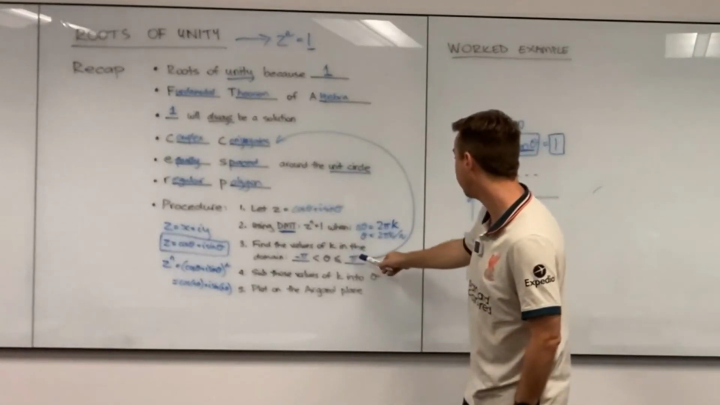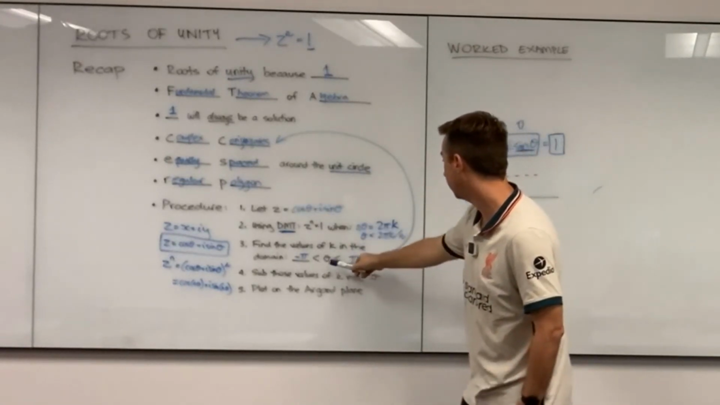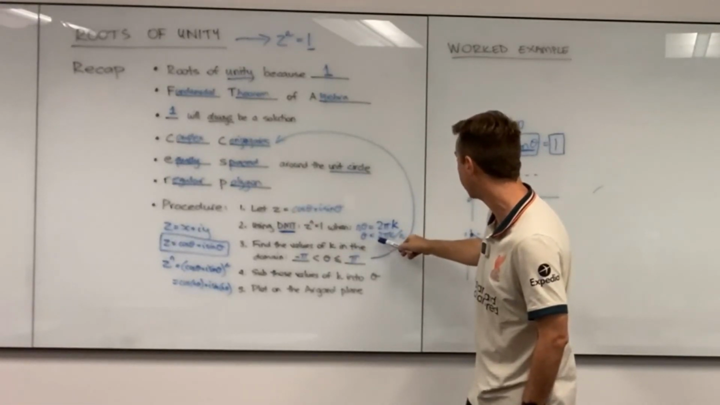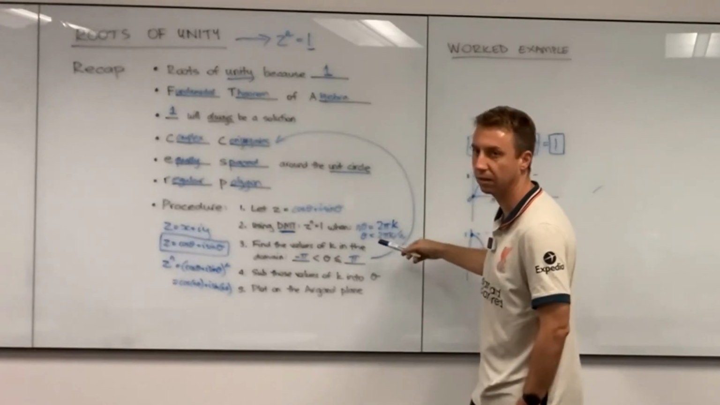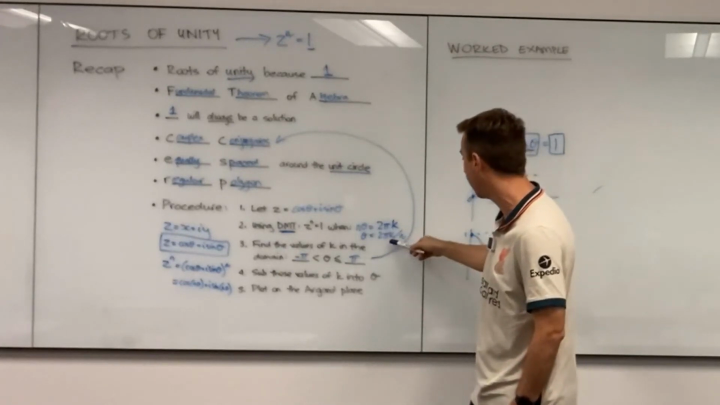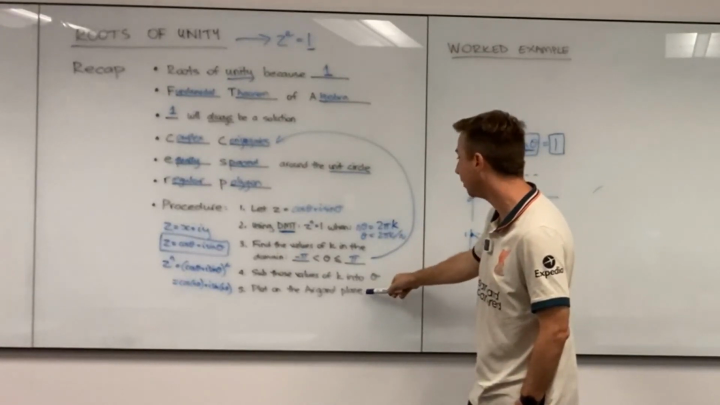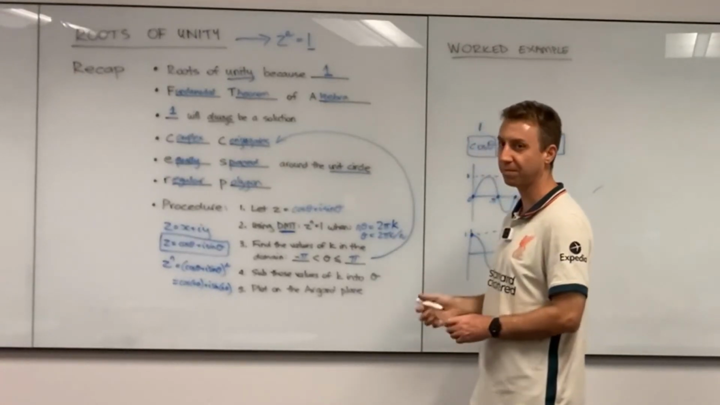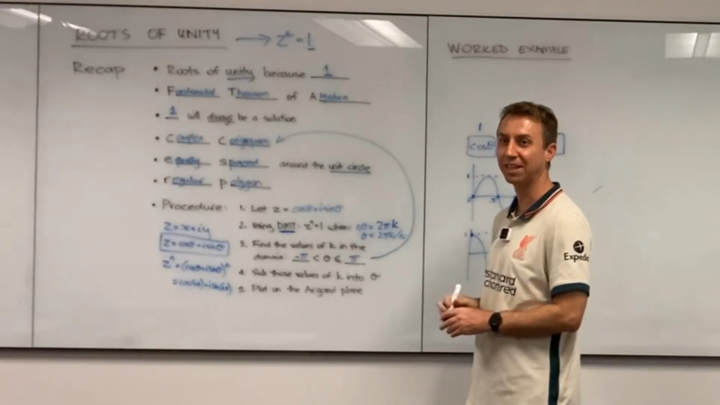So once we find those values of k in this domain, we sub them back into our formula for theta. So we'll get 2 pi times something on n, like 1 or 2 or 3 or whatever they are. And then we can use those angles to plot them on the Argand plane. That's basically the procedure. Any questions? Everyone happy?